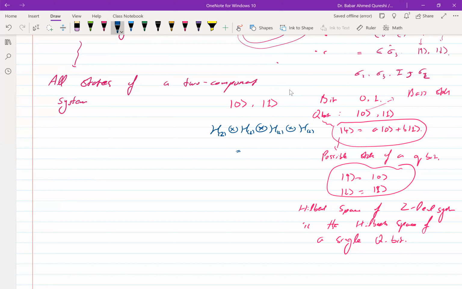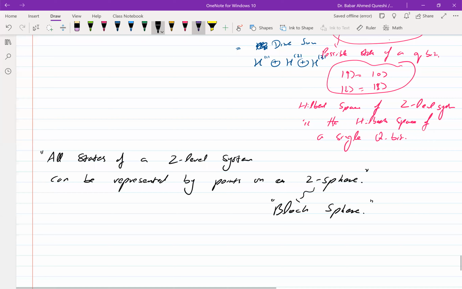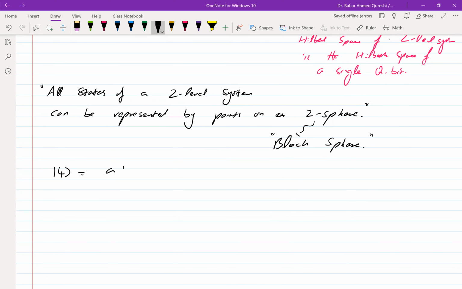So you have these, but you can also write them as some other direct sum Hilbert space. I'm indexing them by something else. But to start with, you have just this tensor product. Now, all states of a two-level system, all states in the Hilbert space, are of this form. They can be mapped to points on a two-sphere, and that two-sphere is called the Bloch sphere, and each point on that Bloch sphere represents one state in the Hilbert space.